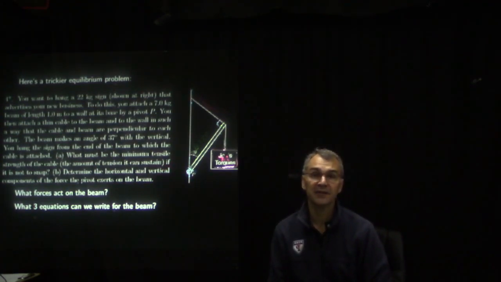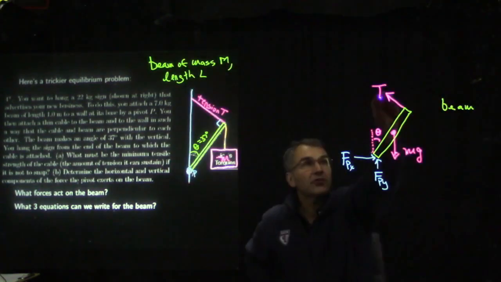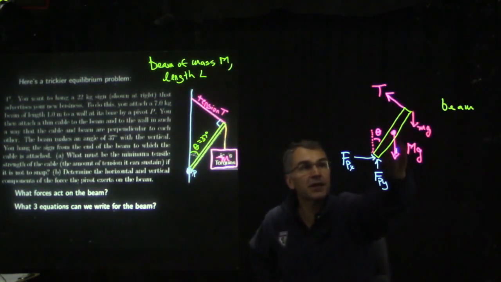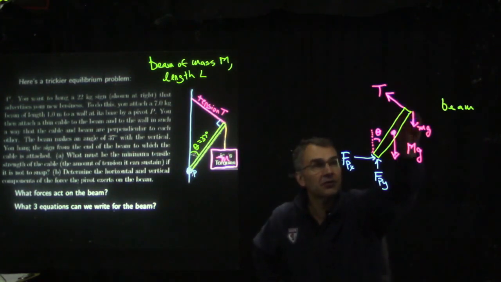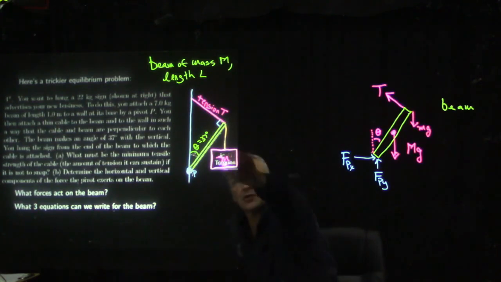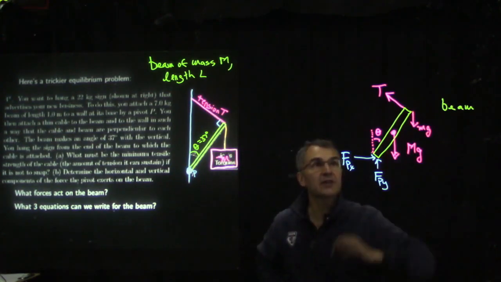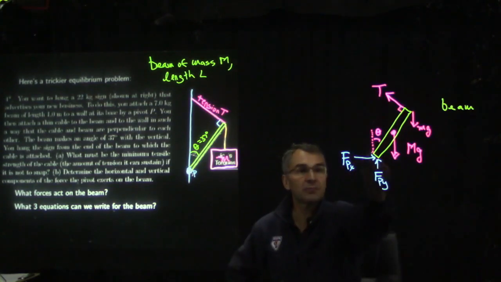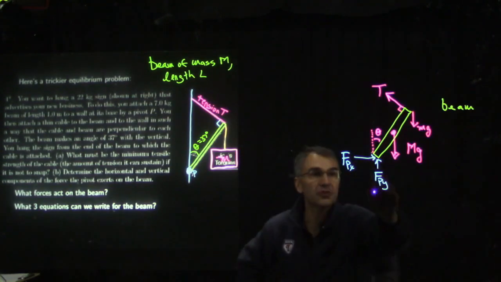So I already started an extended free body diagram, so let's compare notes. I just called this force T, since it's the tension. Then I call this force big mg, where big M is the mass of the beam itself, and its line of action passes through the center of mass of the beam. And then I call this force little mg, so little m would be the mass of the sign that we are suspending. And then, by the way, notice that this is drawn as a right angle. And then we have two components, the horizontal component and the vertical component of the force exerted by the pivot.